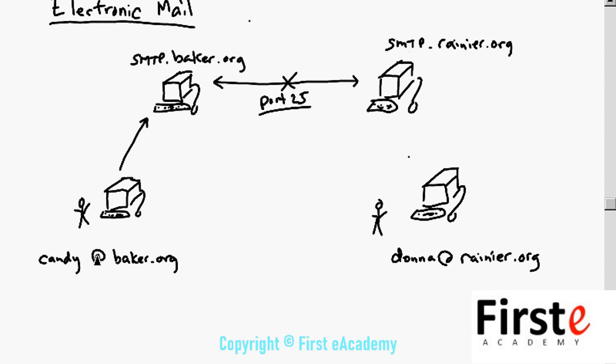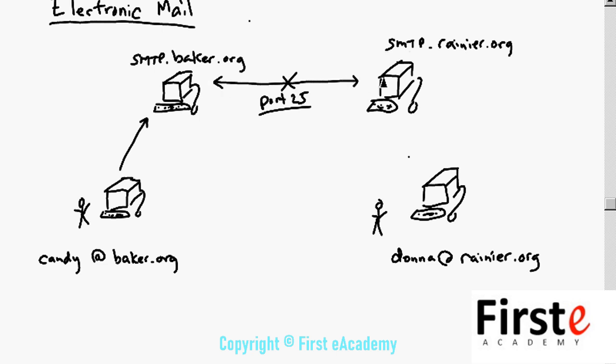The first one is that Candy sends the email message to a non-existent user. So say she thought her friend's email address was donnab@rainier.org, but really her name is Donna@rainier.org, and say there is no Donna B on this system at all. Candy composes the message, clicks send, and it's going to Donna B at Rainier.org. Her local SMTP server queues it up. When her request comes to the front of the queue, Baker.org tries to connect to Rainier.org.